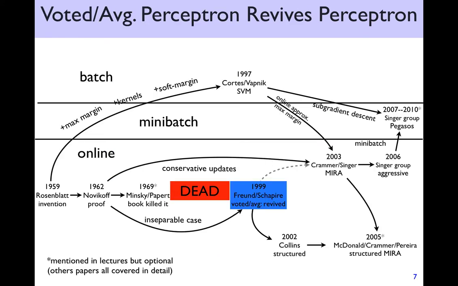So in fact, this line of work, voted perceptron and average perceptron, revives the whole research area of perceptron. As mentioned in week 1, perceptron was dead for 30 years, between 69 and 99, because that paper or book effectively killed it, because perceptron is not able to separate the XOR data set, right? But after 30 years, Freund and Schapire revived perceptron by proposing voted and average perceptron variants.